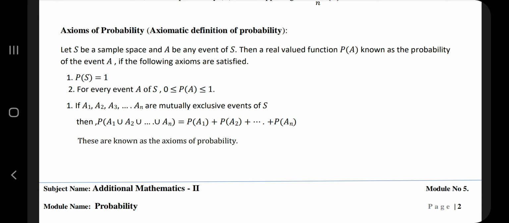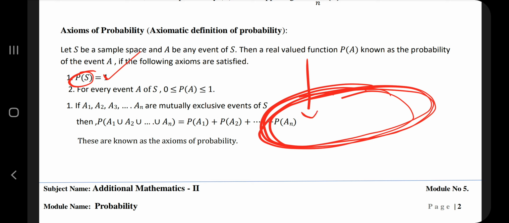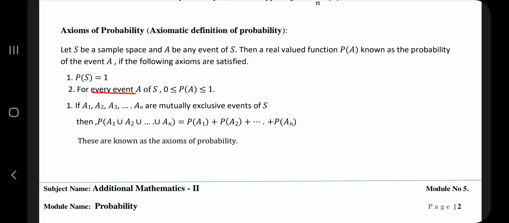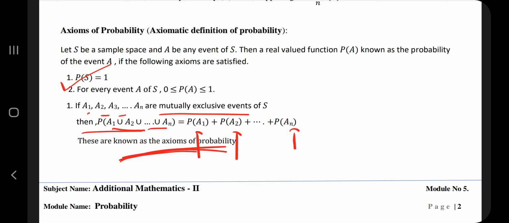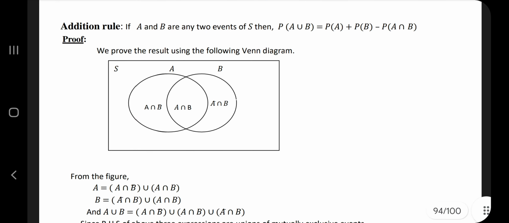Probability of S, meaning all the events in the sample space, happening is obviously 1, because all these events are included. The sum of all of this is equal to 1 itself. For every event A, the probability lies between 0 and 1, and that's the first part. The second part is if A1, A2, A3 are mutually exclusive events, then P of A1 union A2 union A3 is equal to P of A1 plus P of A2 plus P of A3 and so on. This is known as the axioms of probability. Make sure you know it very well, because this was asked in the previous model question paper.